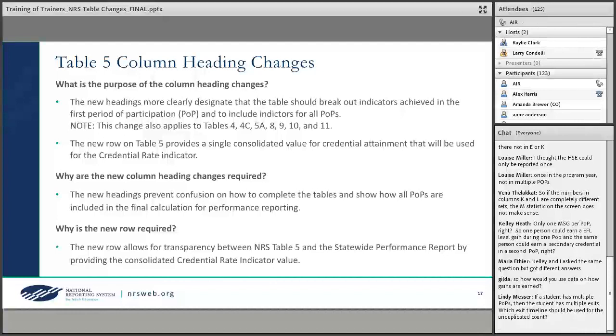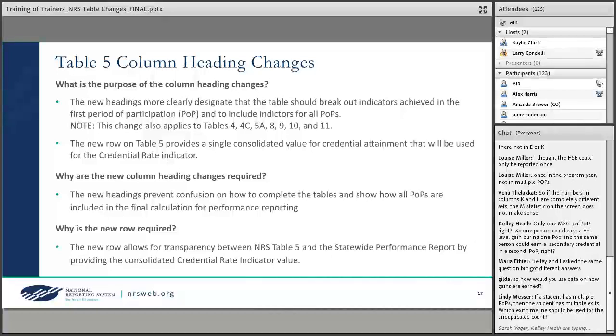All right, so we have some questions. Maria mentioned that she and Kelly asked a similar question, but the answer seemed slightly different. So going back up to Maria's question, this is before the current slide we're on. If a student gets an HSE in POP 2 and had a pre and post gain in POP 1, is the MSG reported as HSE for both POP 1 and POP 2? And then Kelly's question was, then only one MSG per POP, right? So one person could earn an EFL level gain?